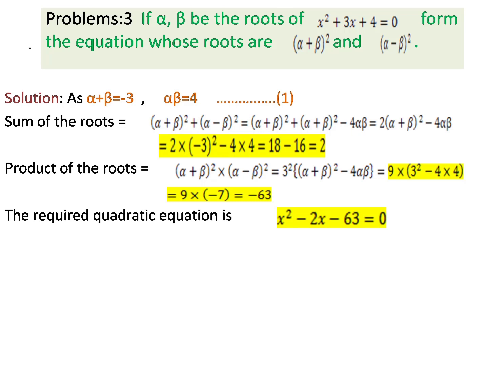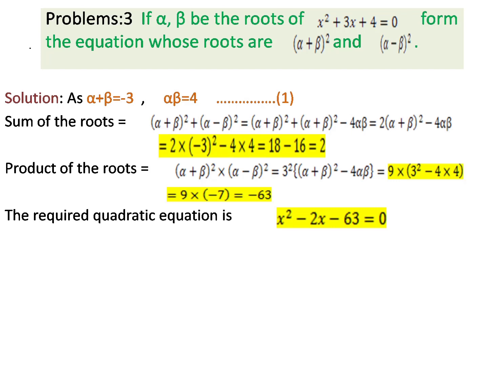Now we have to find the sum and product of the roots. So the sum of the roots is (alpha plus beta) whole square plus (alpha minus beta) whole square. From 1 we know alpha plus beta equals minus 3, and (alpha minus beta) whole square can be written as (alpha plus beta) whole square minus 4 alpha beta, and putting the values from 1, we have the sum of the roots equals 2.